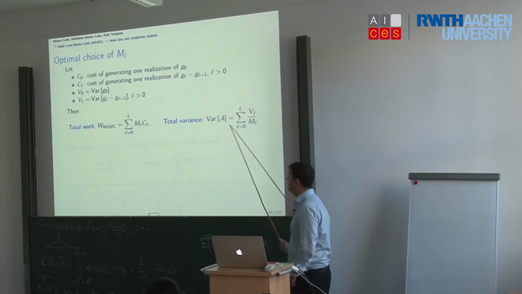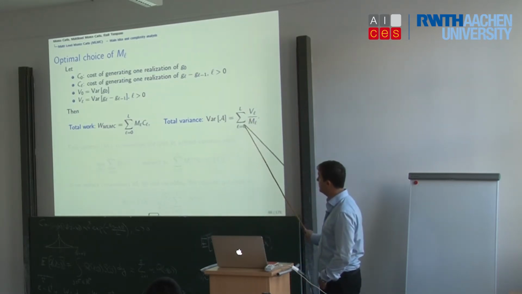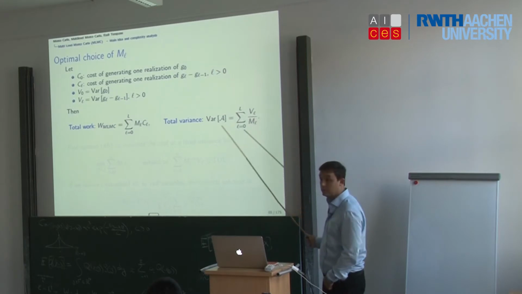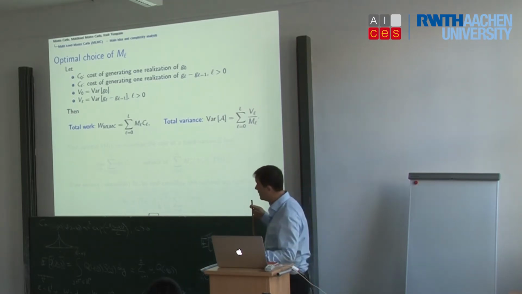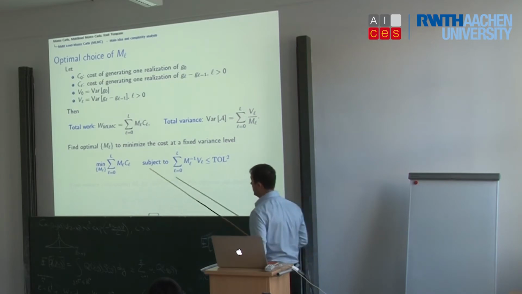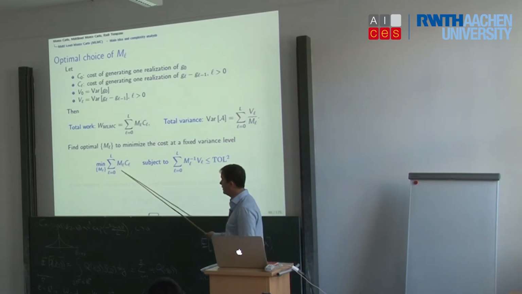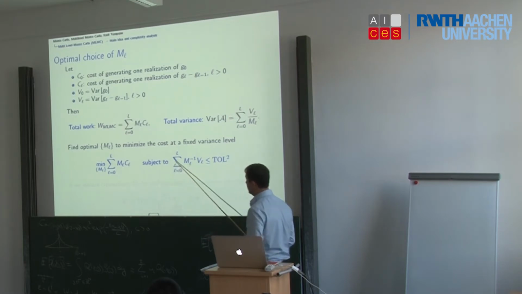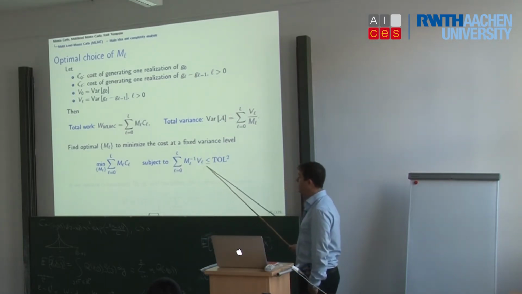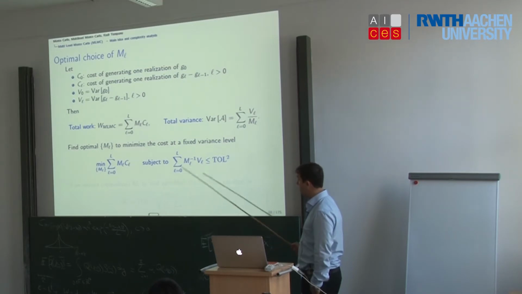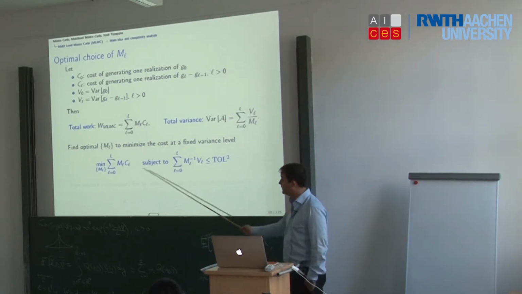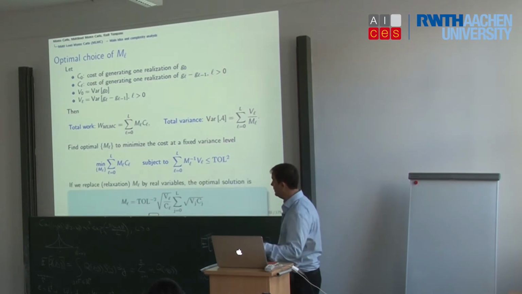The variance, as I told you before, because of the independence, is just a sum from 0 to L of V_L divided by M_L. That's because of the construction. We constructed independent samples, and this is what it gives you. Now we optimize with respect to the M's, and we say we want to find the M's so that the total work is minimum, subject to the statistical constraint that the variance of the estimator is less than tau squared. Now this is a simple problem to solve with respect to the M's. You solve it explicitly, that's the answer.